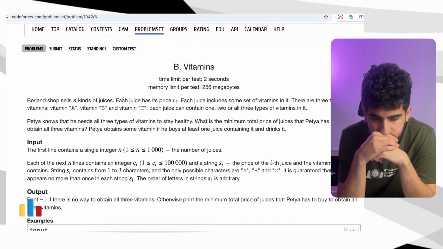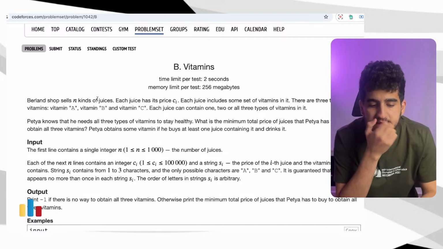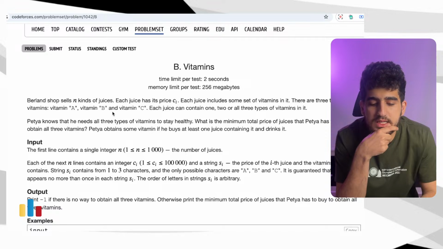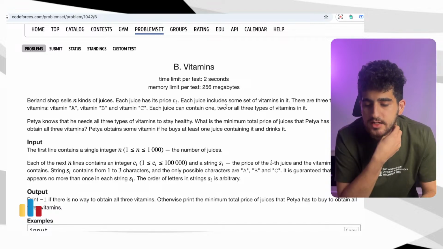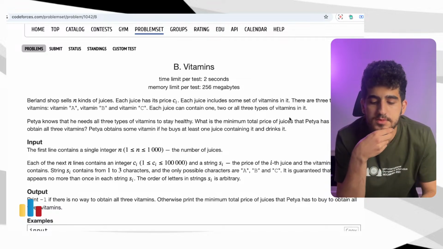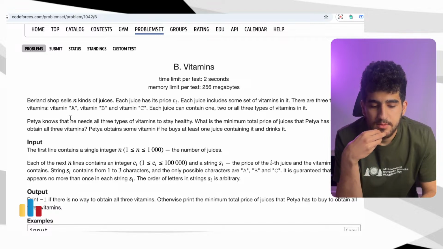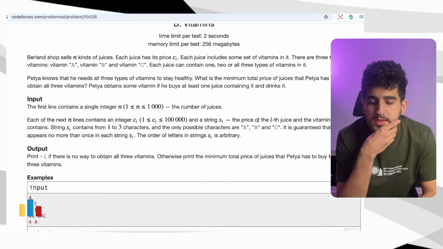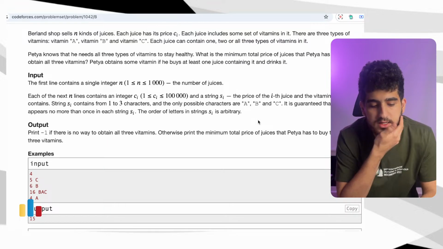It says that a Berland shop sells n kinds of juices. Each juice has its price Ci and has some set of vitamins in it. There are 3 types of vitamins, A, B, and C. Each juice can contain 1, 2, or all 3 types of vitamins. Petya needs all types of vitamins to stay healthy. What is the minimum total price of juices that he has to buy to obtain all 3 vitamins? Petya obtains some vitamin if he buys at least 1 juice containing it and drinks it.